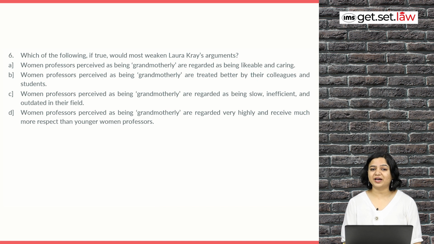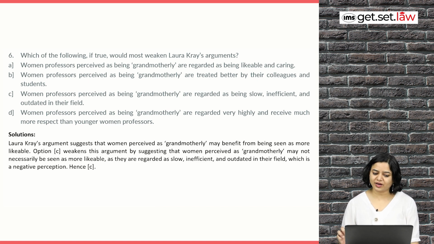Why does it go up again? Because they are considered in a positive light. But if you want to weaken it, what could you say? You could change the perception altogether. Read option C. You could say that once they become grandmotherly, they are not considered loving and caring. Instead, all the negative qualities are associated with that. They are considered slow and inefficient, and that is why you are weakening, kind of attacking, Laura's argument.